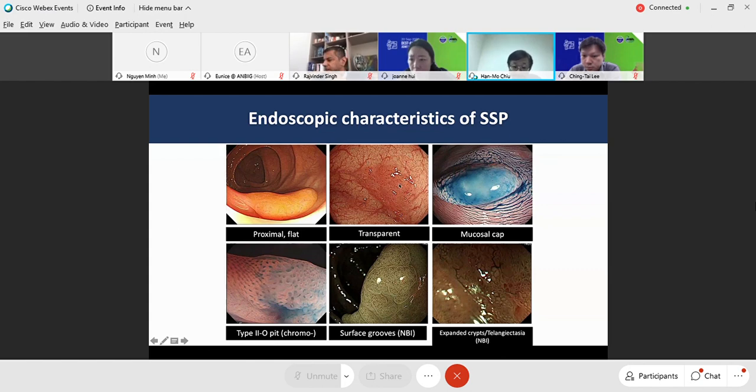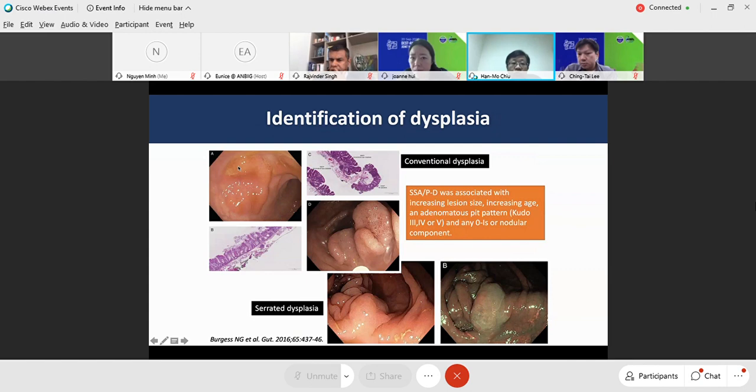Transparent in its color, and have some mucus on the surface. And if we apply magnifying observation, then we can see the opening of type 2 pit pattern, the type 2O pit pattern, or some surface group, or telangiectasia on the surface. And it is also very important to identify dysplasia.